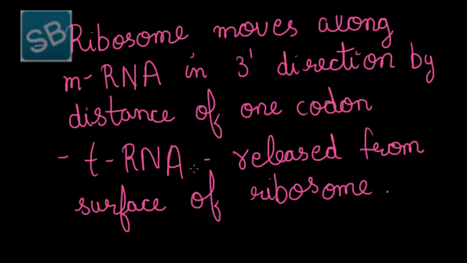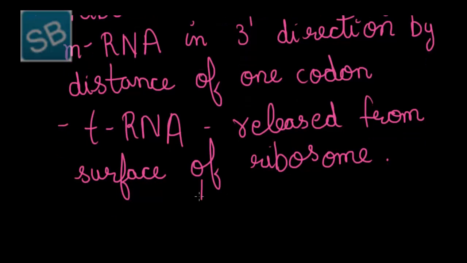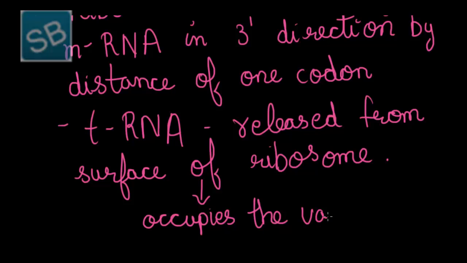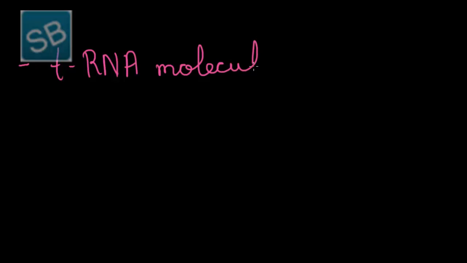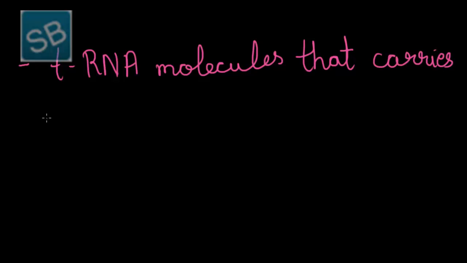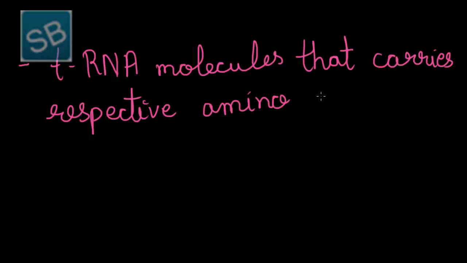Thus, the tRNA molecule that was carrying the dipeptide bond now occupies the vacant region. That is the region where there was nothing. In this manner, one by one, that is gradually with the increasing amino acid, tRNA molecules that carry the respective amino acids get arranged in a sequential manner.